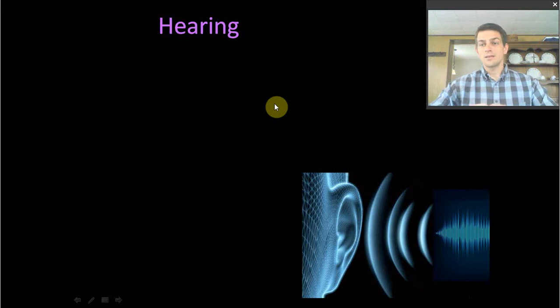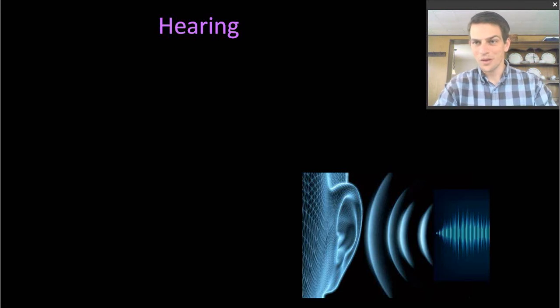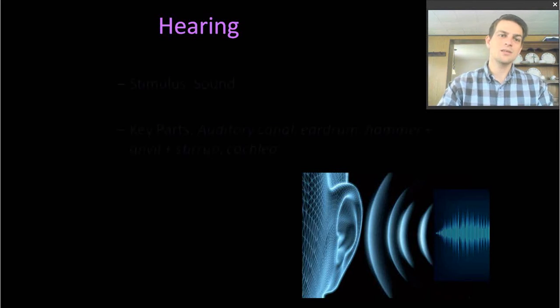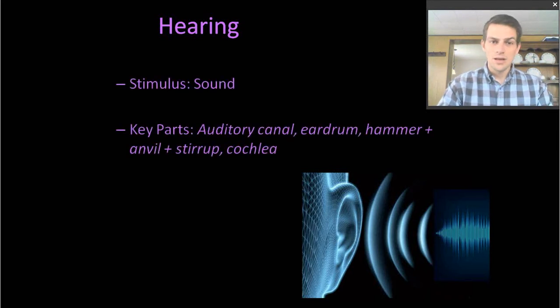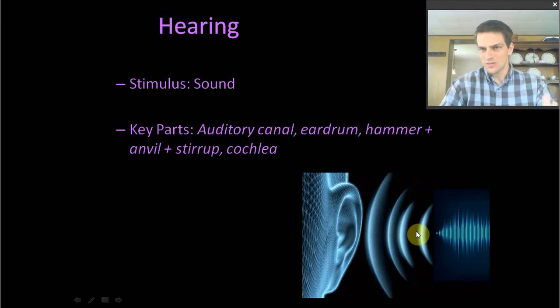Next sense that we're going to talk about is hearing. Another very important one. Sight and hearing is how you're getting this video. Those are the two primary senses involved here. And the stimulus, of course, is sound. Now, sound travels in the form of sound waves. So if you look down here, this is kind of a visual representation of what sound waves are like.